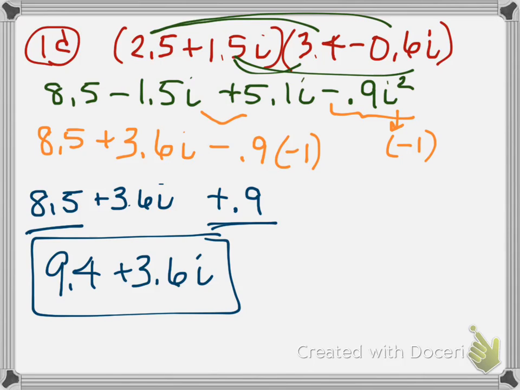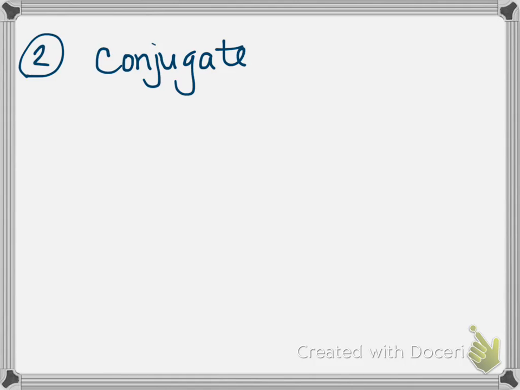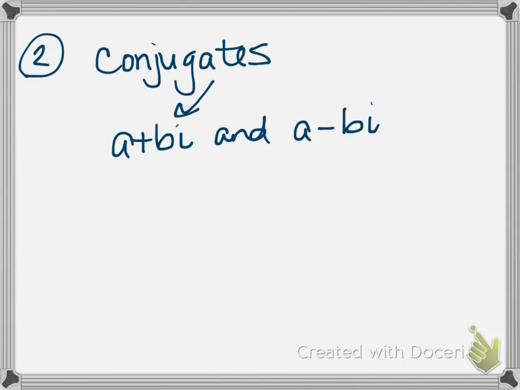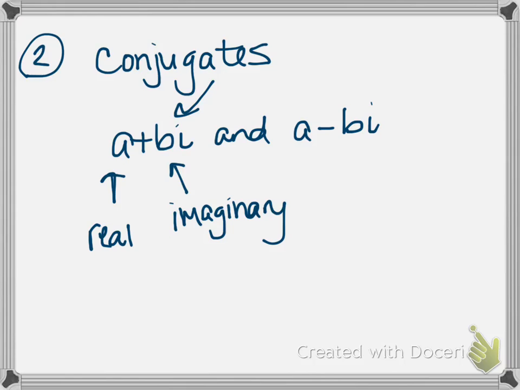On to number 2. Number 2, there's really no math involved. You just need to know the vocabulary. So conjugate. Conjugates are a plus bi and a minus bi. So the real part stays the same. That would be your a. That's the real. The imaginary part switches signs. So if it started out positive, it's now going to be negative. If it started out negative, it's now going to be positive.